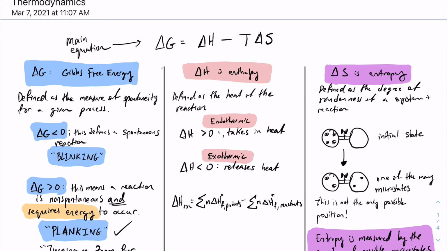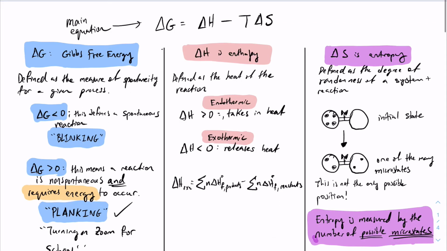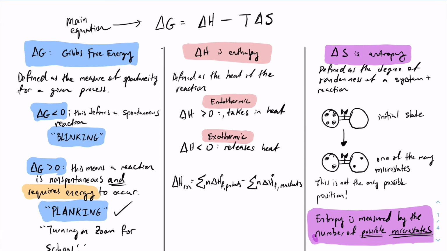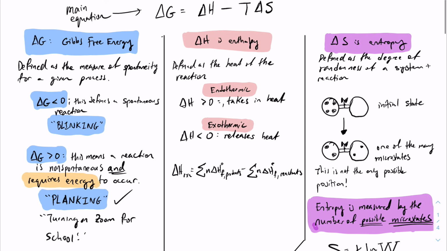Now, there are many ways to calculate delta H, the easiest of which is to use the enthalpy of formations, which you've learned in a previous section on how to calculate. You can use this equation: delta H of reaction is equal to the sum of all the delta H of formation of the products minus all the delta H of formation of the reactants.